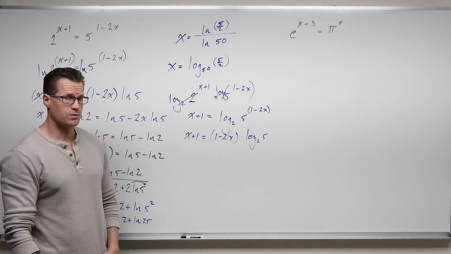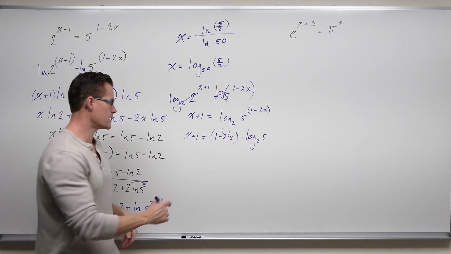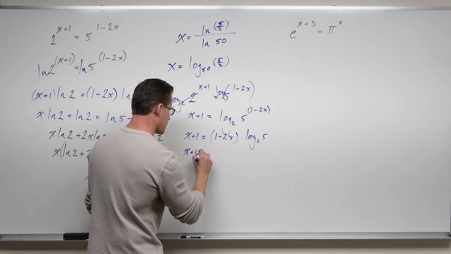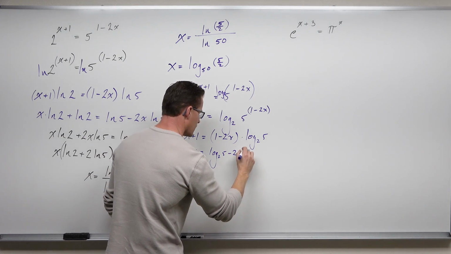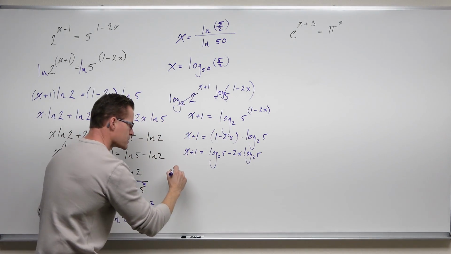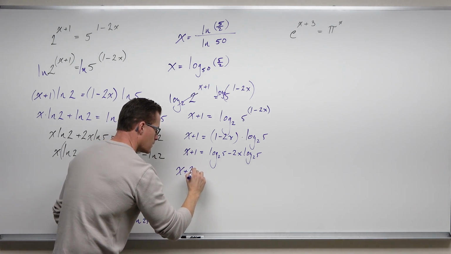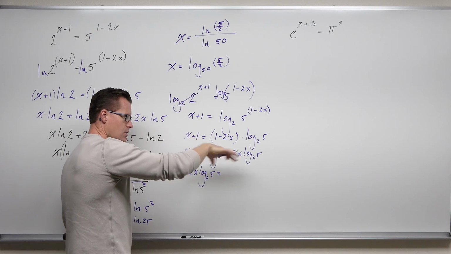Now, do you have to distribute? Well, I just said you did, but the reason is because you have an x here and x here, you must distribute this. We've got to collect our x terms. And our non-x terms.